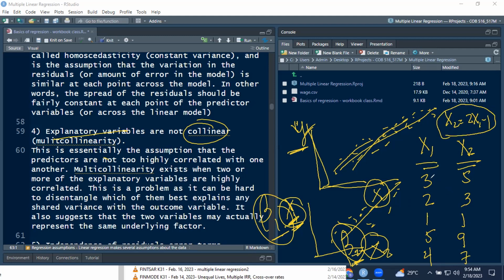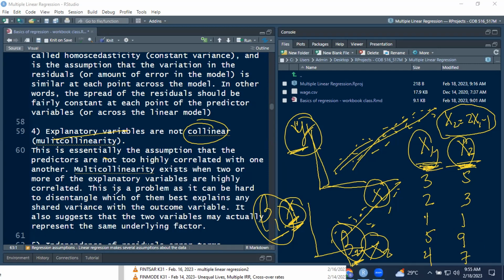So 3 times 2, 6 minus 1, 5. 2 times 2, 4 minus 1, 3. And 1 times 2 is 2 minus 1, 1. Right. Okay, so ito, si x1 at saka si x2, if we use this as predictors of y, then we will have a problem. Kasi they're perfectly collinear. So, paano natin malalaman kung ano yung impact ni x1 kay y at saka impact ni x2 kay y if practically they're the same, right?